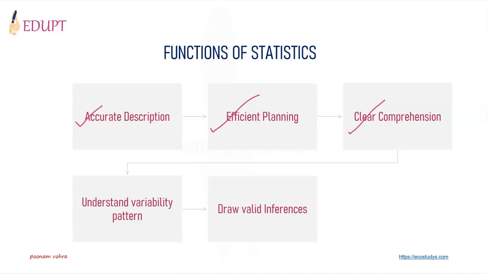Statistics help in understanding the nature and pattern of variability of a phenomena through quantitative observations. It also helps in drawing valid inferences along with a measure of their reliability about the population parameters from the sample data. How it actually functions, we shall understand more as we proceed to finding of central tendency, finding of correlation, or finding of index numbers.